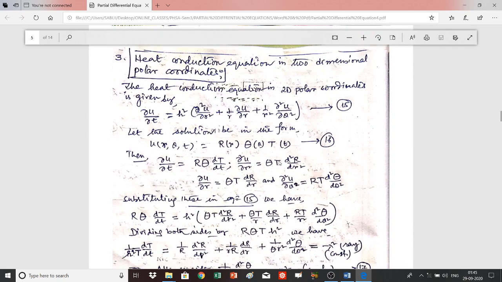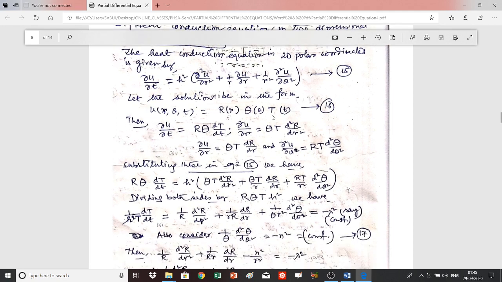And here just find out the values of ∂u/∂t, then ∂²u/∂r², and after that ∂u/∂r and ∂²u/∂θ². These values are computed here, and now to substitute these values in this expression, that is in equation number 15.